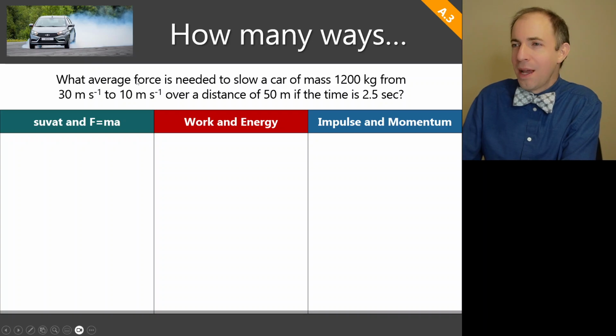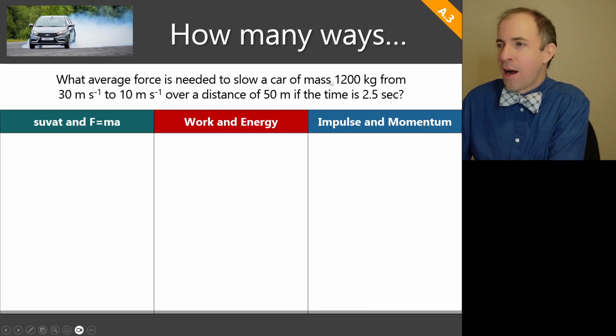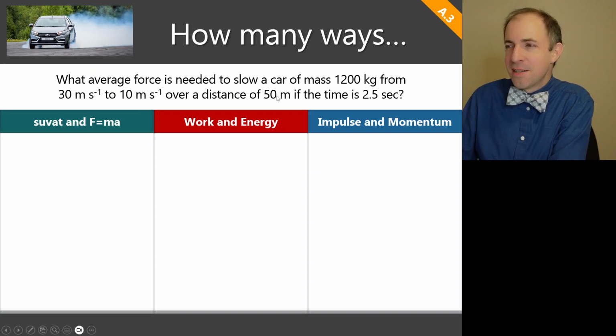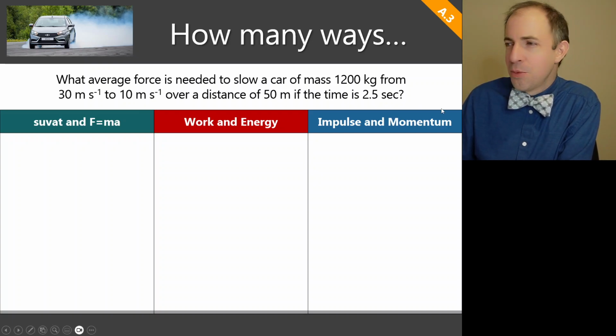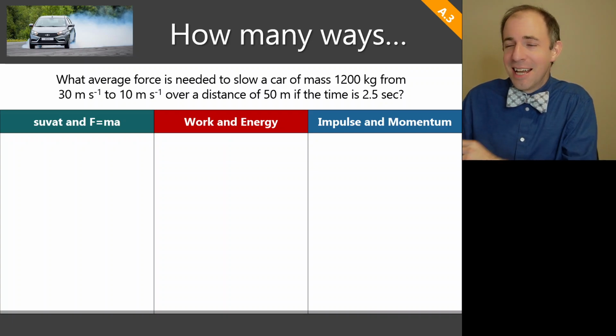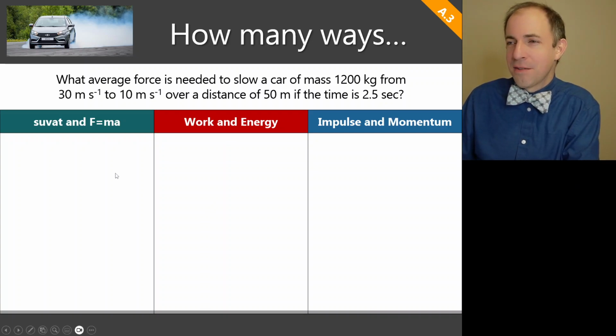Here is a problem. What average force is needed to slow a car of mass 1,200 kilograms from 30 meters per second to 10 meters per second over a distance of 50 meters if the time is 2.5 seconds? Let's solve this three different ways and see that it can give us the same answer every single time. We'll start with SUVAT and F equals ma.